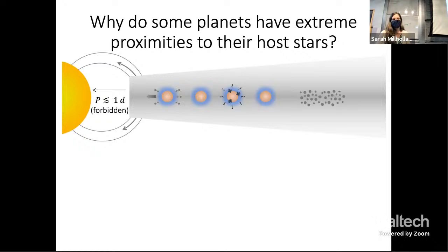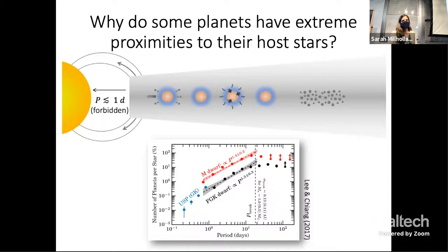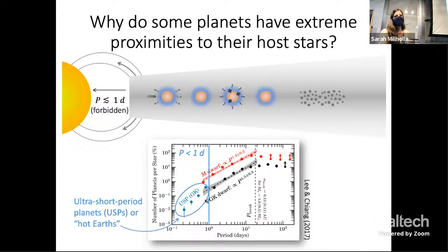However, we do see planets that are inside of 1 day orbital periods, sometimes down to only a few stellar radii, as we can see in this occurrence rate plot here. And so this population of planets with orbital periods inside of 1 day are called the ultra-short period planets, or the USPs. These USPs are pretty rare. They only occur around 1% of Sun-like stars, and they are almost always pretty small, rocky planets with sizes less than about 2 Earth radii.